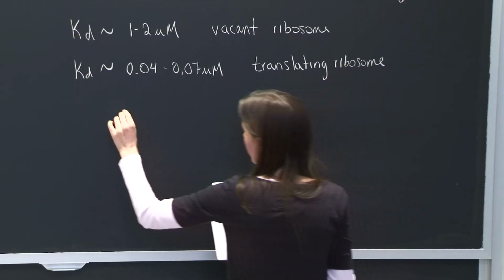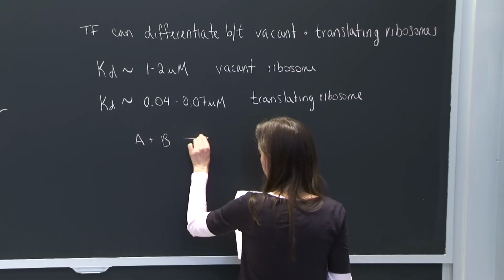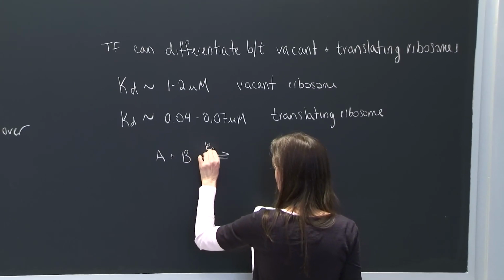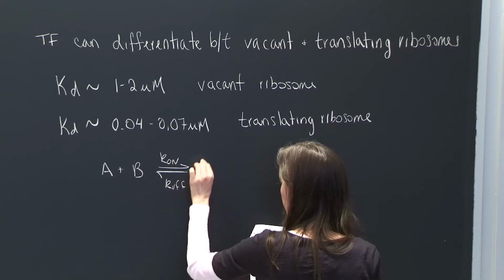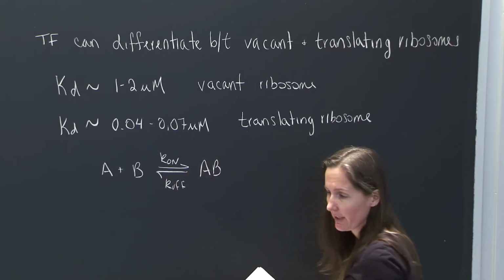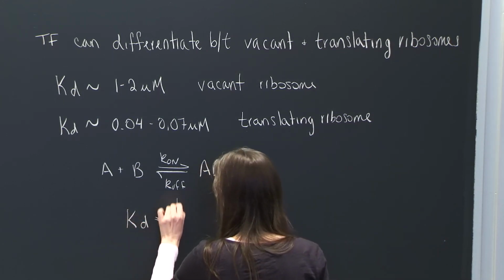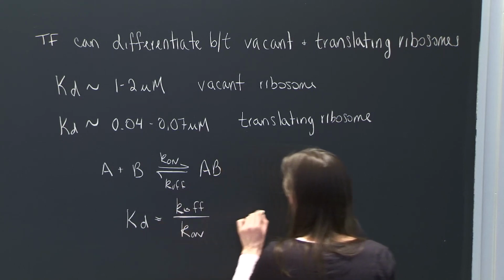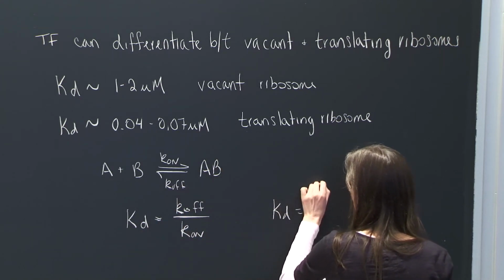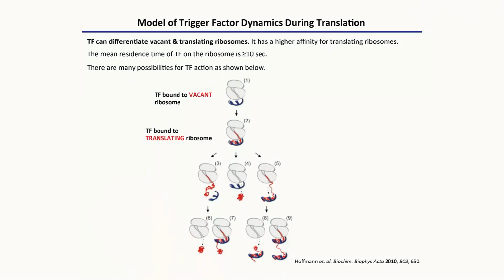Okay, and just in recitation 10, we'll talk about binding studies more, but just if needed for review, right, if we're thinking about A plus B going to AB, right, we have K on and K off, and KD is K off over K on, and KD is 1 over the Ka here.